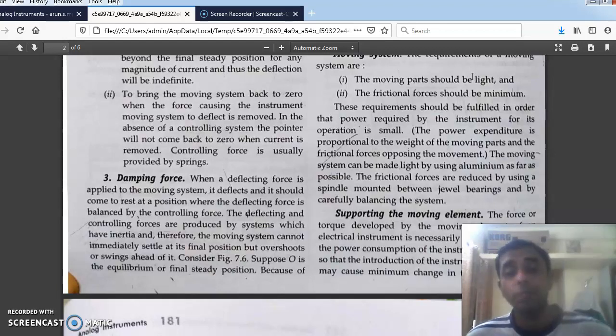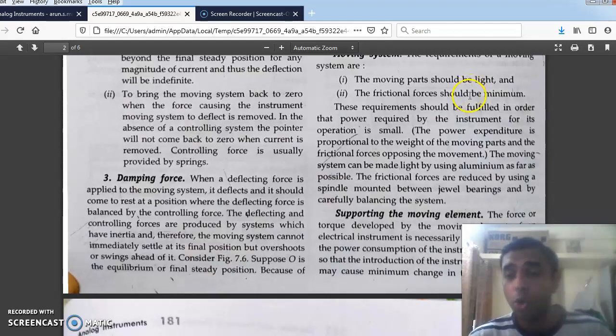The deflecting force, the controlling force, all those forces will take power from the system. We bring an instrument into a circuit. It should not cause any action, or disturb the circuit balance, or disturb the circuit functioning. Yes, some current is flowing through the meter, but there is power consumption. The power consumption by the meter should be as small as possible. So how to ensure that?